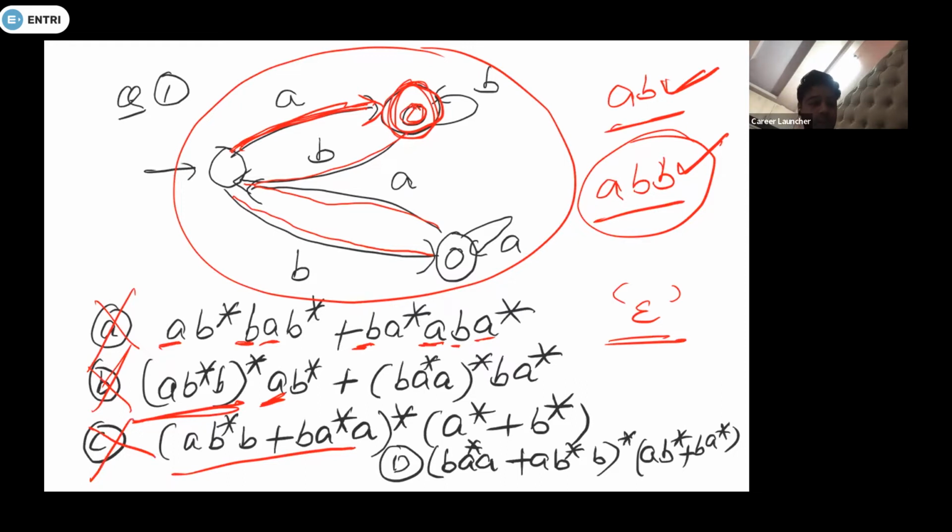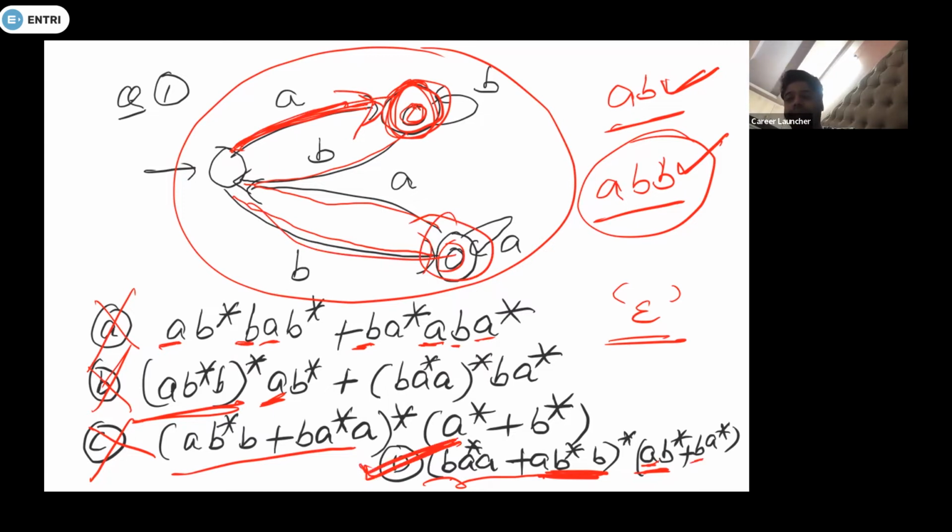Now the D option. In option D, AB is accepted, and any number of B like A B B B is accepted. Epsilon is not generated in D, so it is not accepted. The minimum A is accepted, and the minimum A B is accepted. Everything accepted by the automata is generated by D. So option D is the correct one.